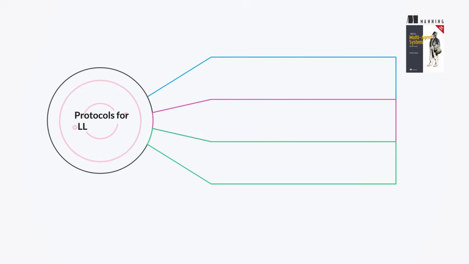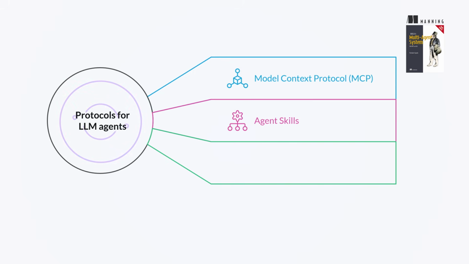3 protocols shape the ecosystem. Model Context Protocol standardizes access to third-party tools and resources. Agent Skills standardizes reusable workflows around a skill.md file. Agent-to-Agent Protocol standardizes communication between agents built with different frameworks.